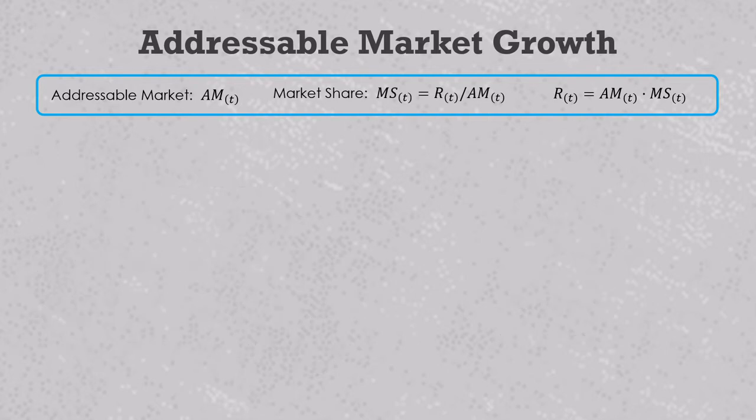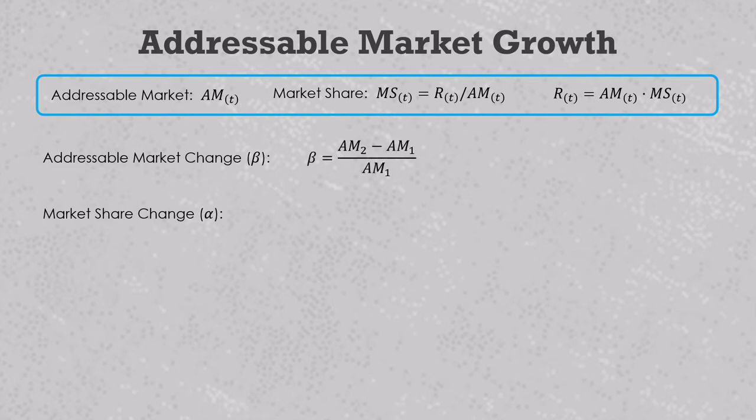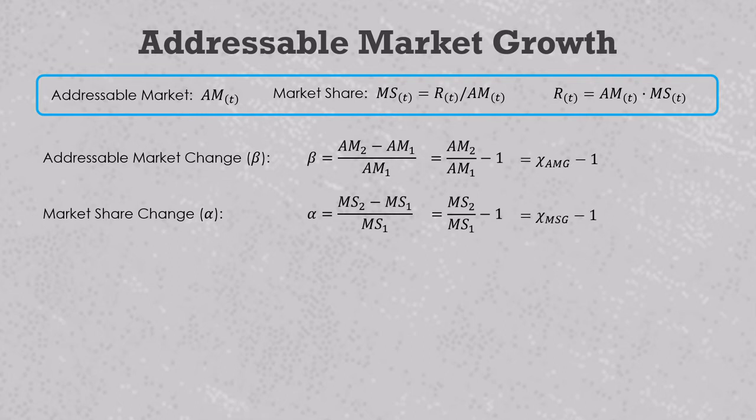Now, the way that I did it in the book is to define relative changes in the addressable market as beta and relative changes in market share as alpha. Beta is just the standard percent change formula, delta AM over AM1. This is the same as AM2 over AM1 minus 1, or the addressable market growth equity return multiplier minus 1. Alpha is the percent change of a percentage, delta MS over MS1, and this is the same as MS2 over MS1 minus 1, or the market share growth equity return multiplier minus 1.